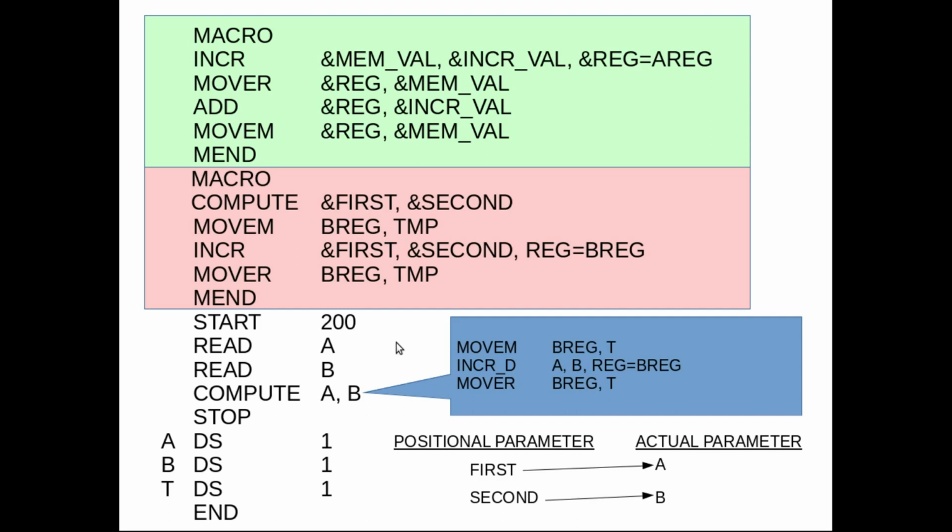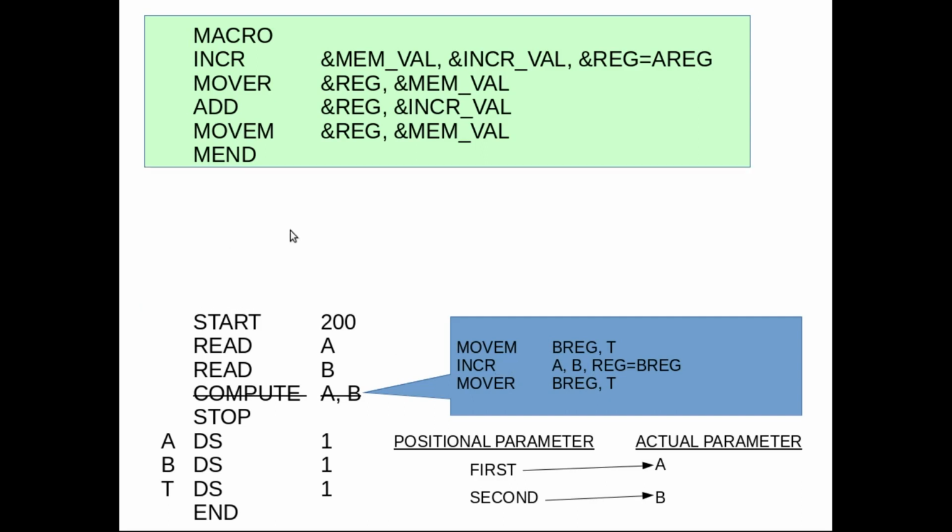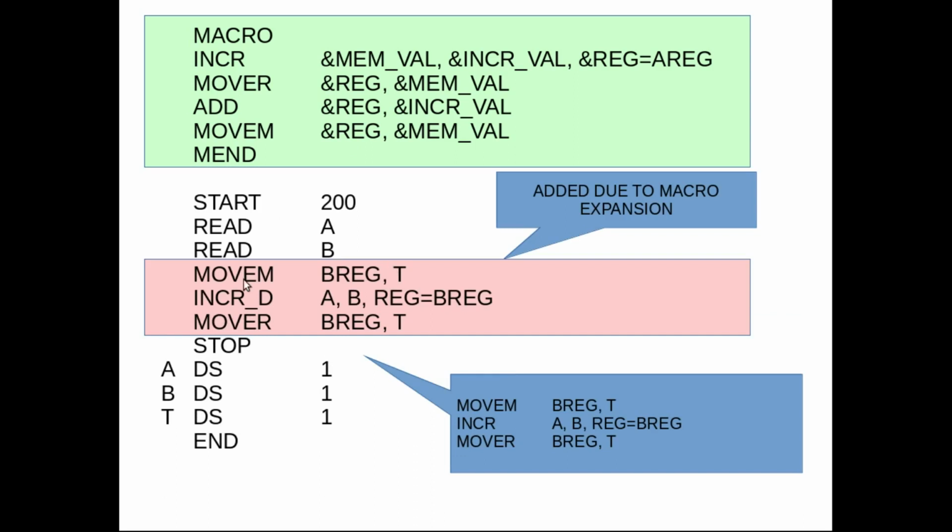And since I don't have much space, let me first remove this macro definition from the screen, and now in place of this compute I will put these three statements, and this is what we get after performing the first macro expansion. So this is the code we have after the first macro expansion. This is a typo, actually this should be increment. Instead of increment D, this should be increment, a small typo.